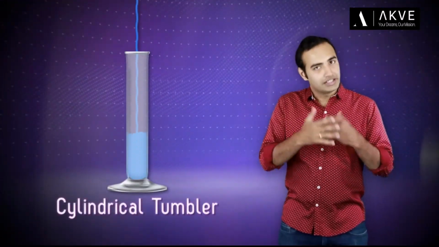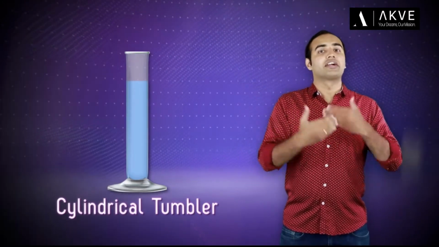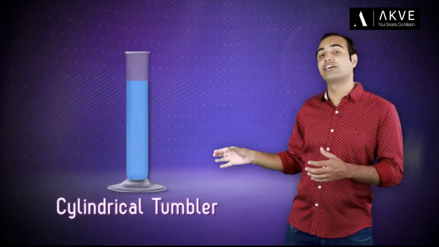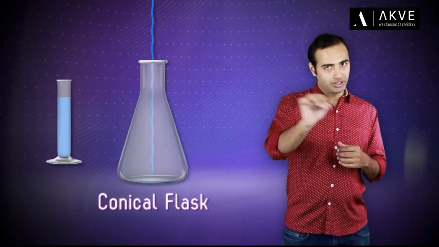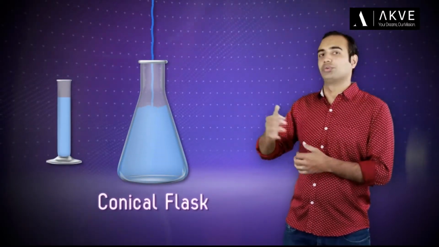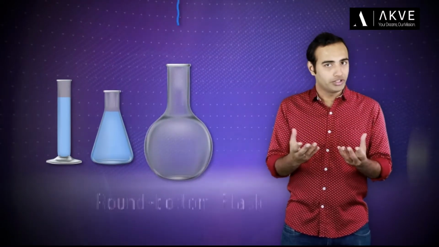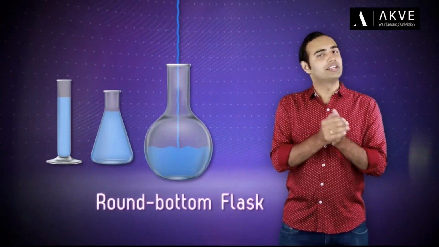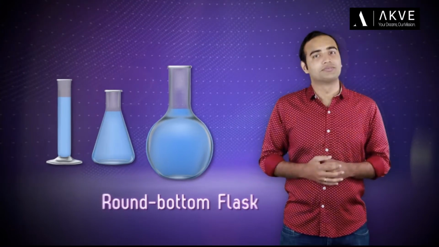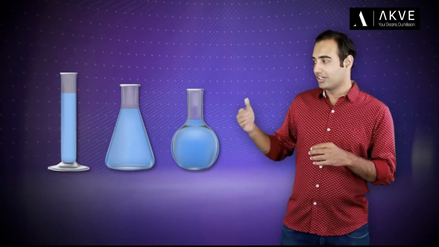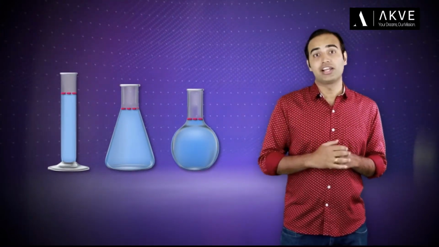Consider water for instance. If I pour water into a cylindrical tumbler, it will take the shape of its container and transform itself into a cylindrical tower of water. Similarly, if I pour water into a conical flask, it will take the shape of the conical flask. And if I pour water into a round bottom flask, it will take the shape of the round bottom flask. Now, as you can see, the three containers have water up to certain levels.